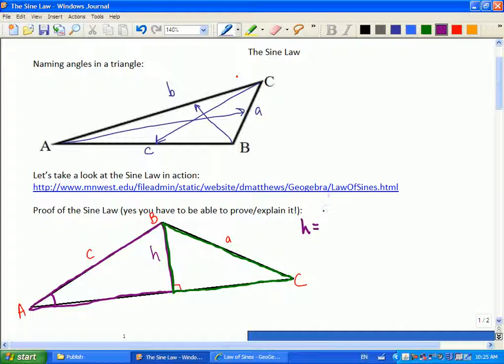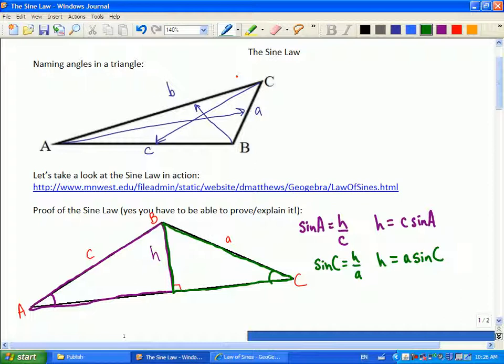For the purple triangle, I'll write it like this for you. The sine of A is H over C. That means H is C sine A. Okay so far? We'll do it one more time, and hopefully it'll sink in on the green triangle. If I'm looking at the green triangle here, what will be the sine of angle C? Yeah, H over A, that's right. So H is A times the sine of C.